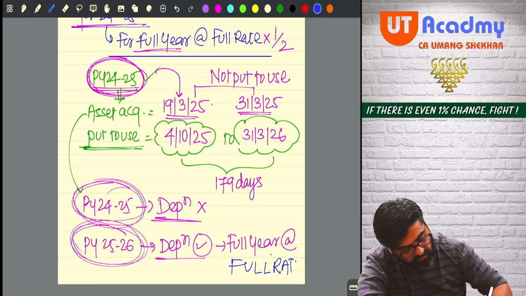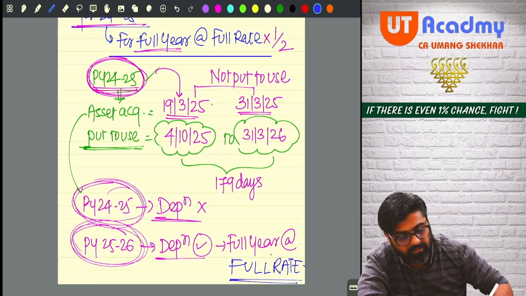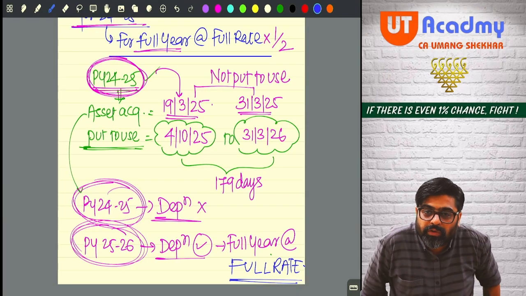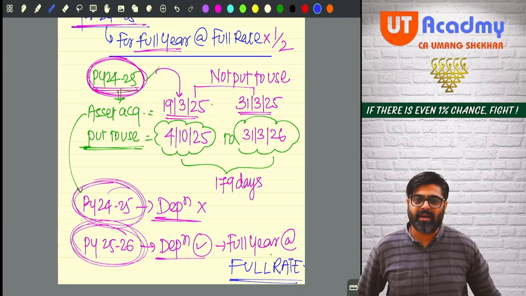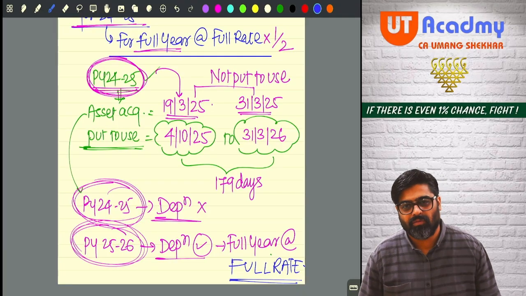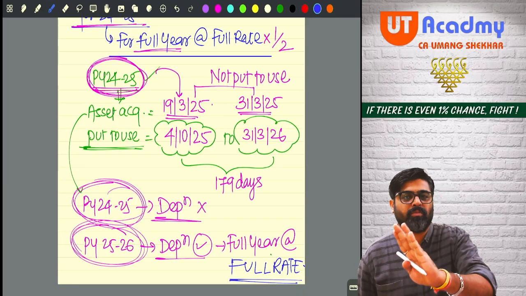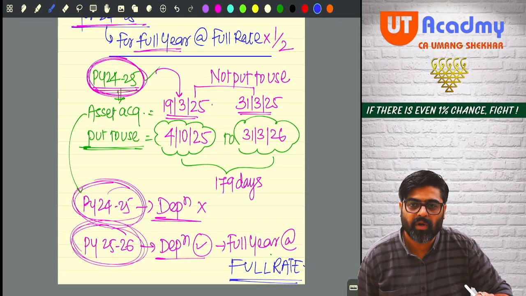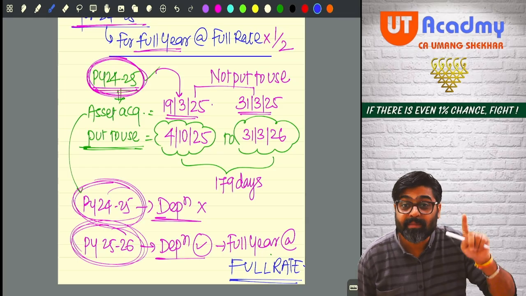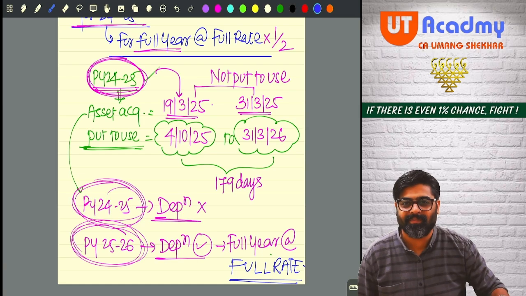Now you understand where you commit mistakes in the exams. You think that you have done everything correctly, you should get the marks, but you don't get the marks. What is the reason? These small things you don't pay attention to. Got it, sir? Now will you commit this type of error? In the examination, depreciation adjustment will be given.